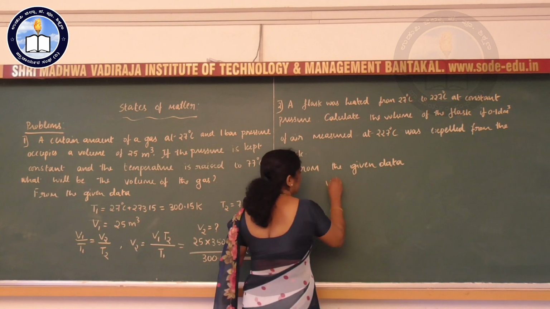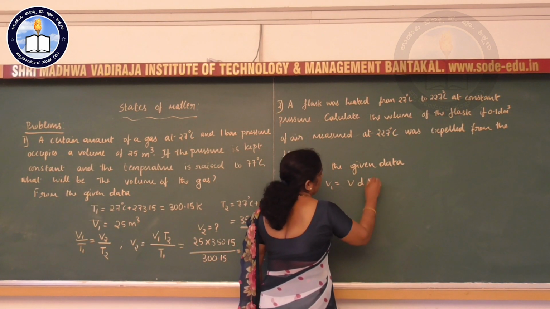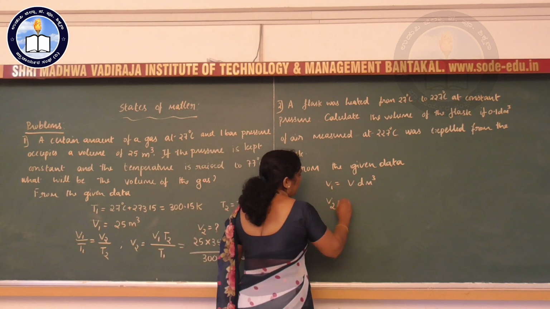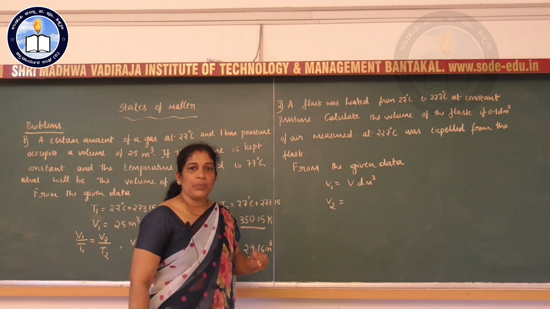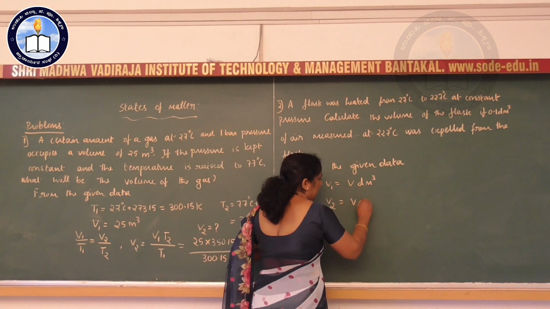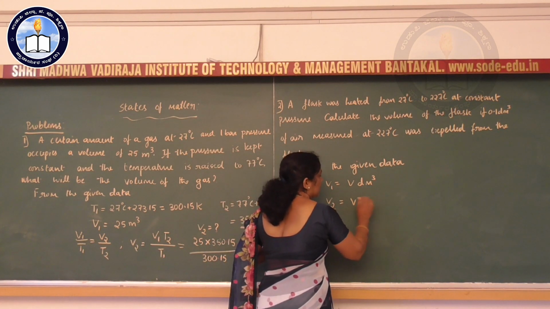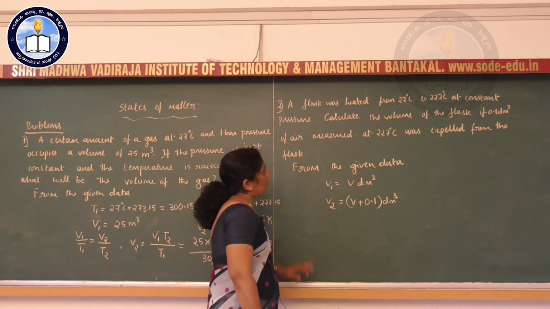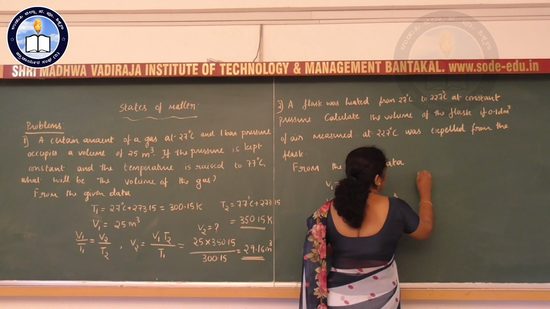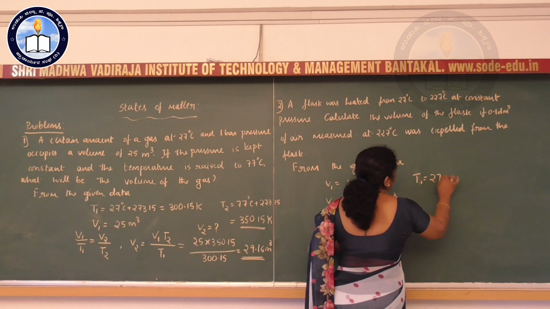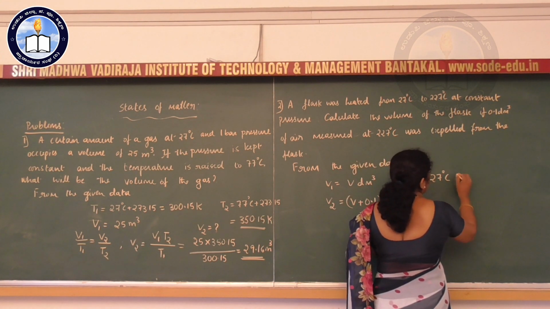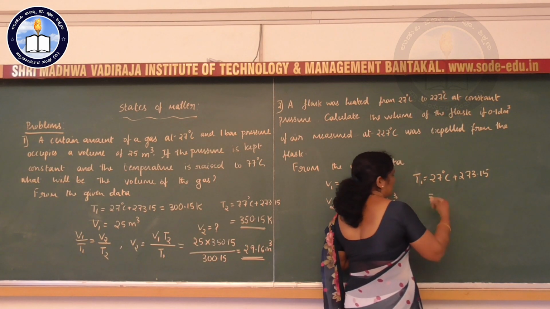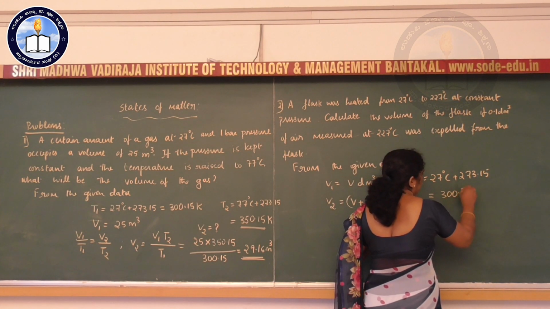From the given data, let us say V1 is equal to V dm cube, because 0.1 dm cube is expelled. Let's use the same unit. V2 is nothing but 0.1 more than V1, so I write V plus 0.1 dm cube. Initial temperature T1 is 27 degrees Celsius, and by adding 273.15 we get the value in Kelvin, that is 300.15 Kelvin.